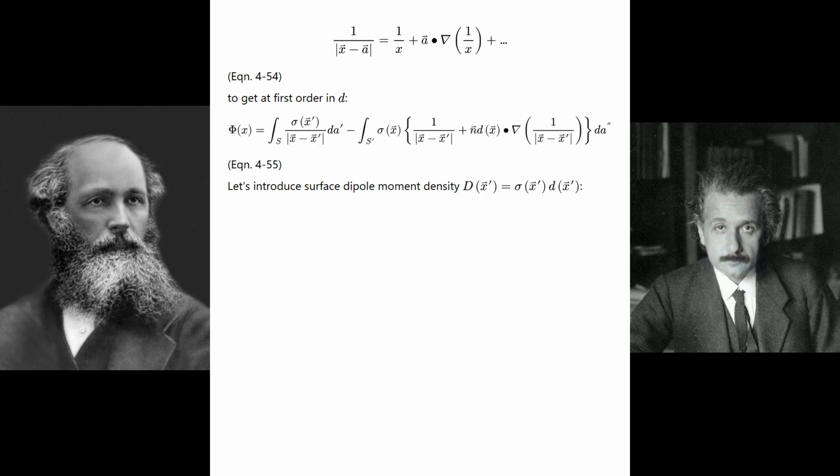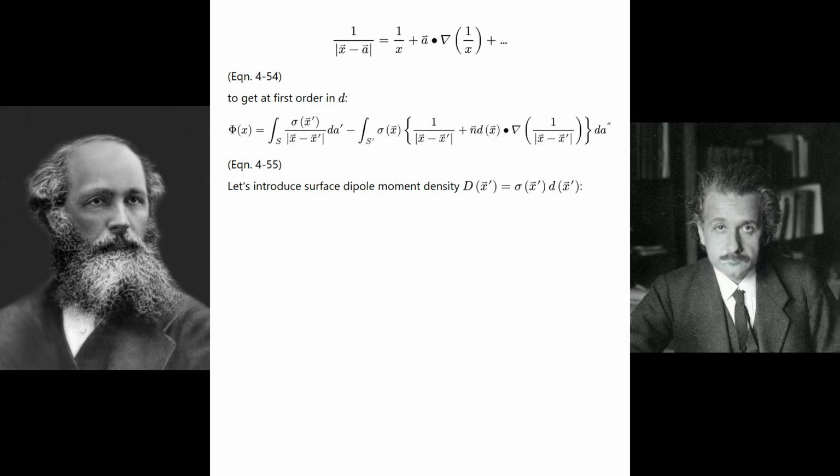To get at first order in d, phi of x equals the integral over S of sigma of x prime over the absolute value of x minus x prime, dA prime, minus the integral over S prime of sigma of x times open brace 1 over the absolute value of x minus x prime plus n d of x dot gradient of 1 over the absolute value of x minus x prime close brace times dA double prime. Equation 4-55.